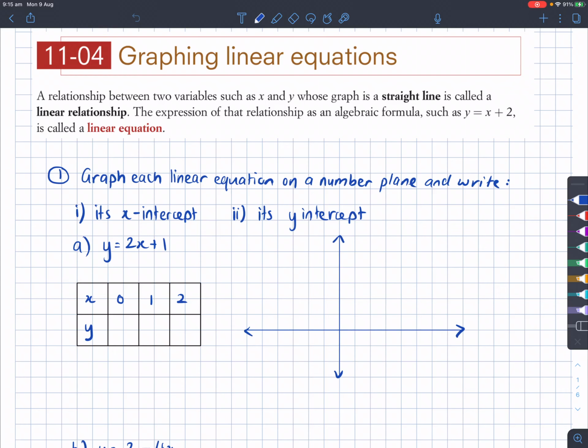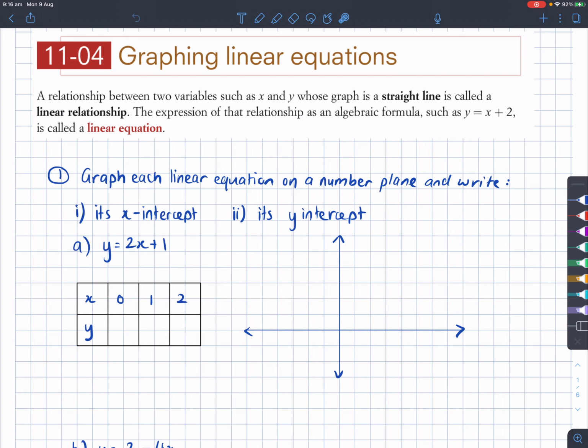Hey everybody, so in today's lesson what we'll be concentrating on is graphing linear equations. A linear relationship between two variables such as x and y, whose graph is a straight line, is called a linear relationship. So it basically refers to straight lines. The expression of that relationship as an algebraic formula such as y equals x plus 2 is called a linear equation. So basically anything that has an equal sign with variables involved, that's an equation.